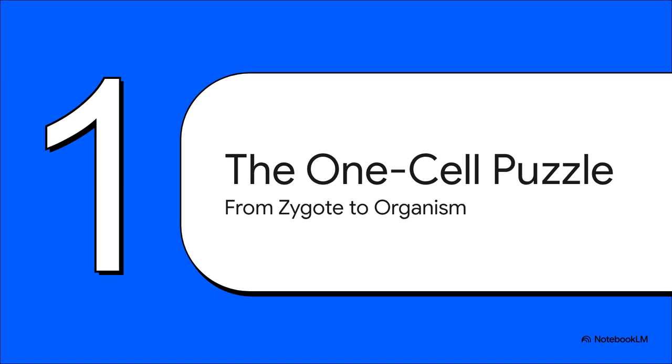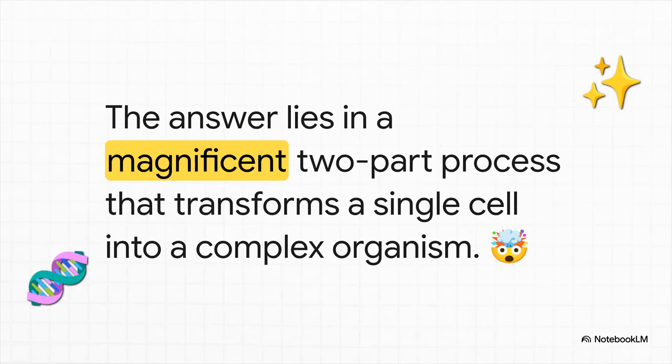The big question here is, how does a zygote, that single fertilized cell, give rise to an entire super complex organism? Well, the answer isn't some single magic bullet. It's more like a beautifully orchestrated two-act play. And the first act is all about creating the cast. I'm talking about a massive, super fast explosion in the sheer number of cells.